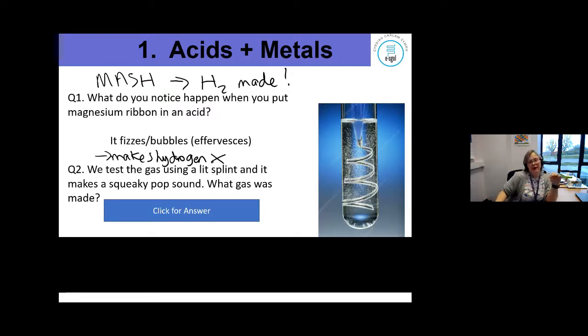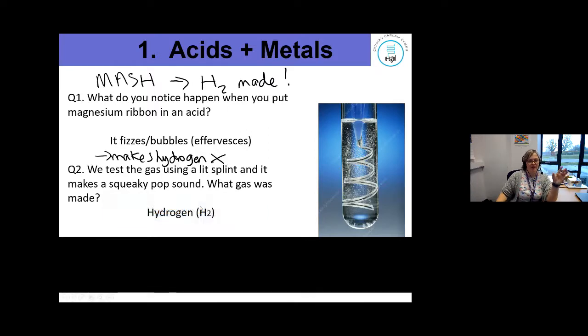Hydrogen is one of the classic gases that you're meant to carry through with you from Key Stage 3 and know how to test it. It's the classic popping expectation. Okay, so you can see there that when you put a lit splint into that gas, it would make that squeaky pop, and that is evidence that that gas is hydrogen.